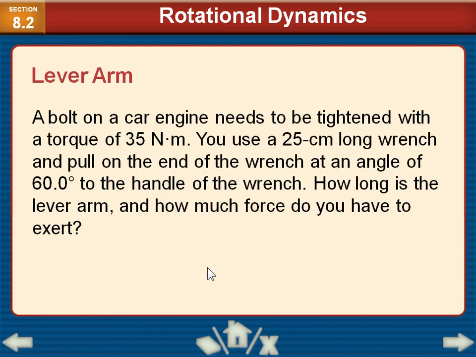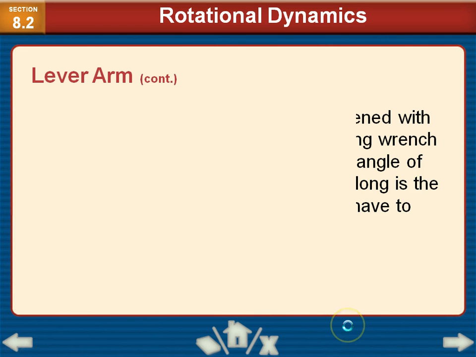So for instance, if you're trying to tighten up a bolt on an engine, the torque value might be 35 newton meters. It says if you're using a 25 centimeter long wrench and you're pulling on the wrench, but you could only get the force at an angle of 60 degrees, maybe it's a weird angle on the wrench. It asks how long is the lever arm and how much force are you going to have to apply. It's going to probably be something different than the torque value.